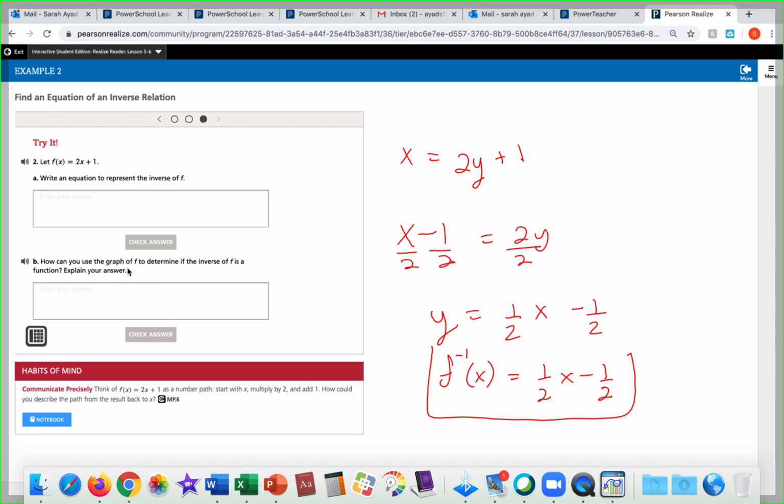How could we use a graph to determine whether the inverse of f is a function? Explain. We could graph this. What am I doing? Graph the inverse function and see if it passes a vertical line test.